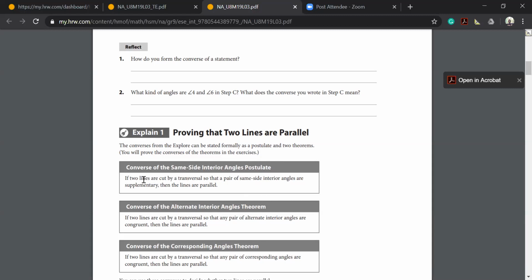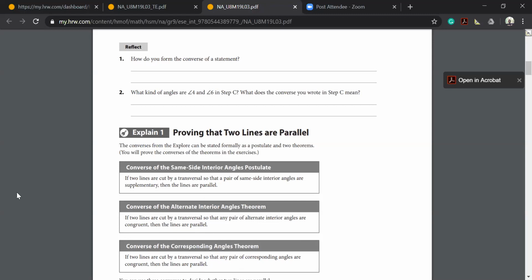Okay, let's read them. If two lines are cut by a transversal so that a pair of same side interior angles are supplementary, in other words, if two angles are supplementary and they are same side interior angles, then the lines will be parallel. You don't need to memorize this, just understand them. If a pair of alternate interior angles are congruent, then the lines are parallel. If a pair of corresponding angles are congruent, then the lines are parallel. So those are the converses.